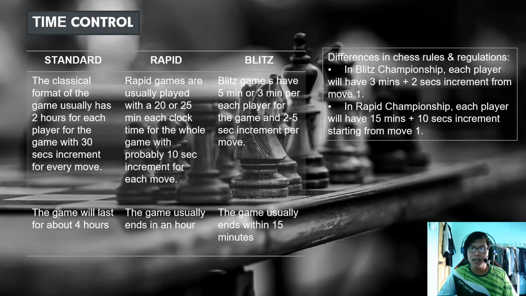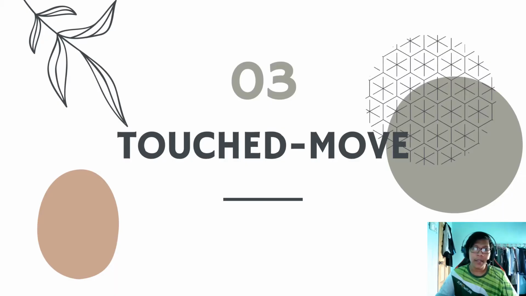And to explain further on differences in chess rules and regulations, for example, in a blitz championship, each player will have 3 minutes plus 2 second increment starting from the first move. And in a rapid championship, each player will have 15 minutes plus 10 seconds increment starting from the very first move. So these are the examples of chess championships. They are played currently through any tournaments.